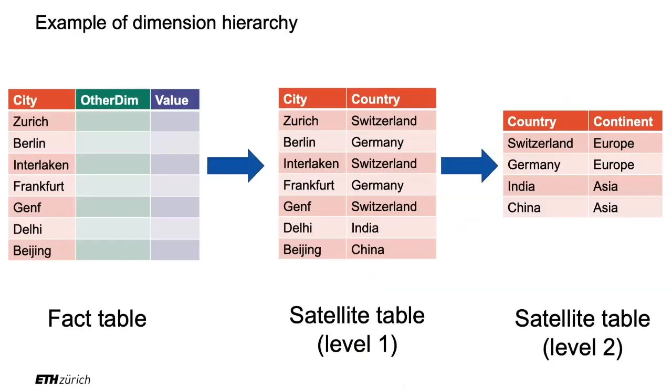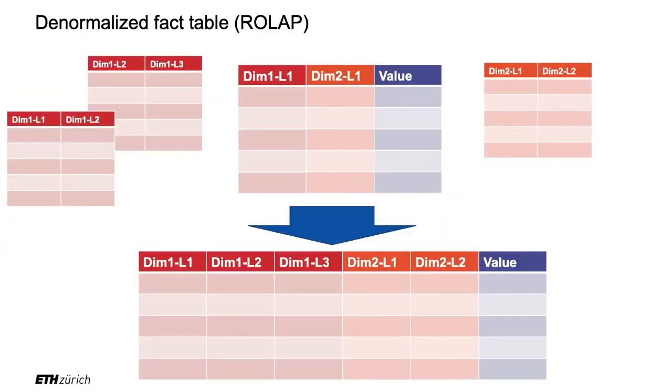Okay. So here's an example where I have my fact table on the left with two dimensions, one that is the city and the other that I don't care the name of. So city, then you have a satellite table on the first level that maps a city to a country, and then a second level, because I normalized even the satellite table, then I map the country to a continent, right? This is for one dimension that it looks like that.